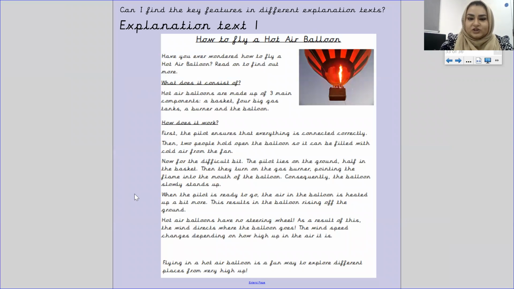When the pilot is ready to go, the air in the balloon is heated up a bit more. This results in the balloon rising off the ground. Hot air balloons have no steering wheel. As a result of this, the wind directs where the balloon goes. The wind speed changes depending on how high up in the air it is. Flying in a hot air balloon is a fun way to explore different places from very high up. Okay, so now that is explanation text 1.